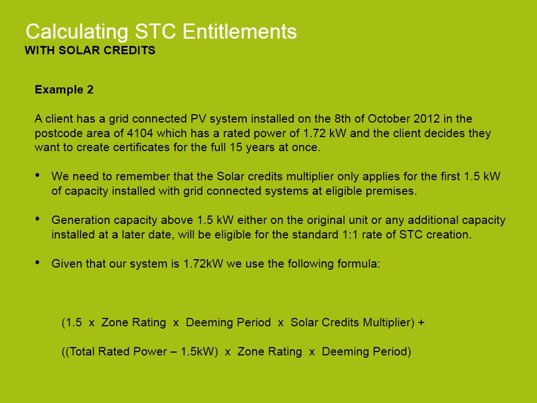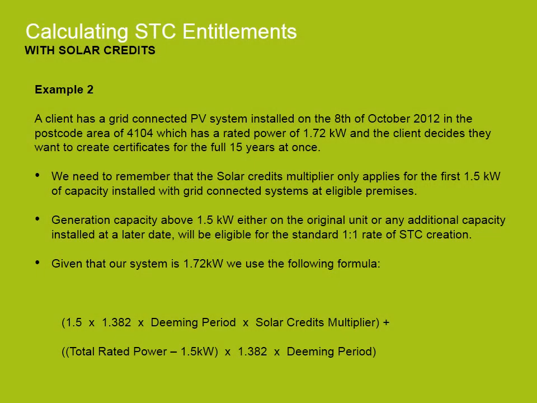So we require two formulas. The first is to calculate the STCs for the first 1.5 kilowatts, which is equal to the product of 1.5 kilowatts, the zone rating, deeming period, and solar credits multiplier. And secondly, for the remaining solar PV output, being equal to the total output minus the initial 1.5 kilowatts, which is the product of the remaining output, the zone rating, and the deeming period.